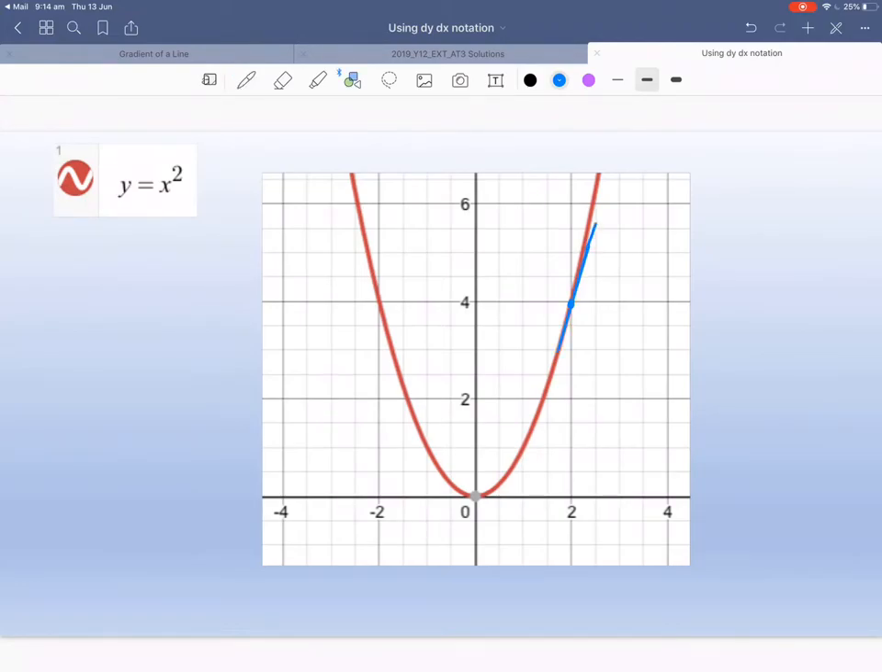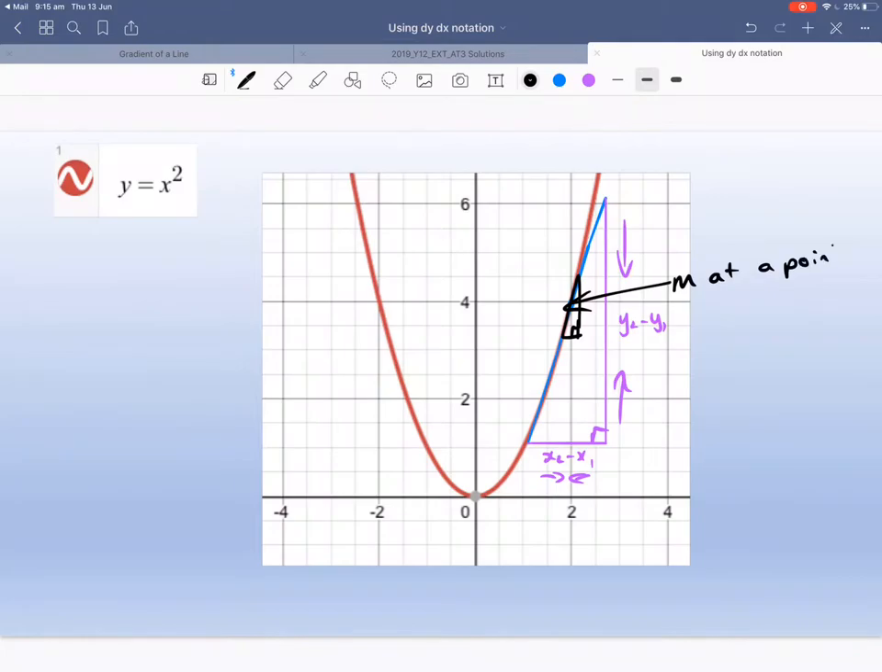We make a triangle with the tangent here, and we find the rise over the run, okay? We find the rise over the run, so we've got y2 minus y1 over x2 minus x1, and we make this infinitely small, all right? So we make the change here infinitely small. We want this triangle to be as small as possible, to find the accurate gradient at a point. So that's what derivatives are at the most basic level, and hopefully you understand this.